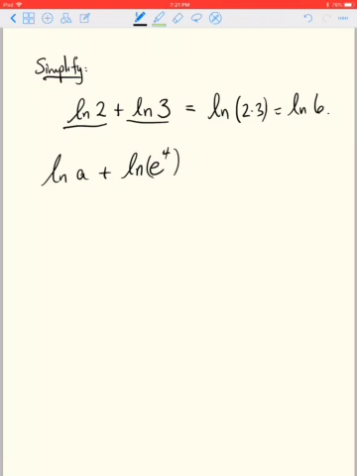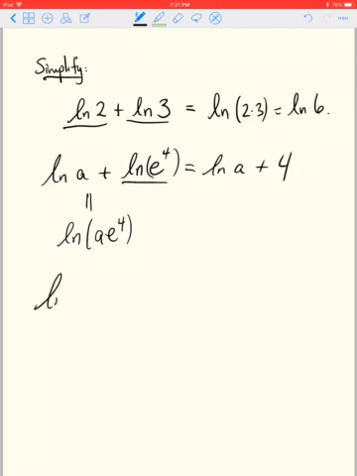Let's do another one. What if we did log of a plus log of e to the 4th? Well, I guess it depends on how we want to combine them. On the one hand, we could combine them this way and say that's going to be log of a times e to the 4th. That would be completely correct. Another way would be to simplify the last term and say log and exponent should undo each other. So this second term here should be 4. So we should have log of a plus 4.